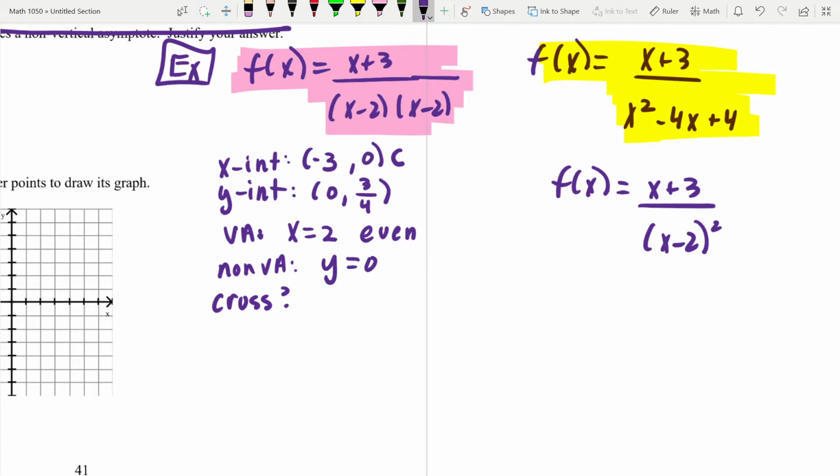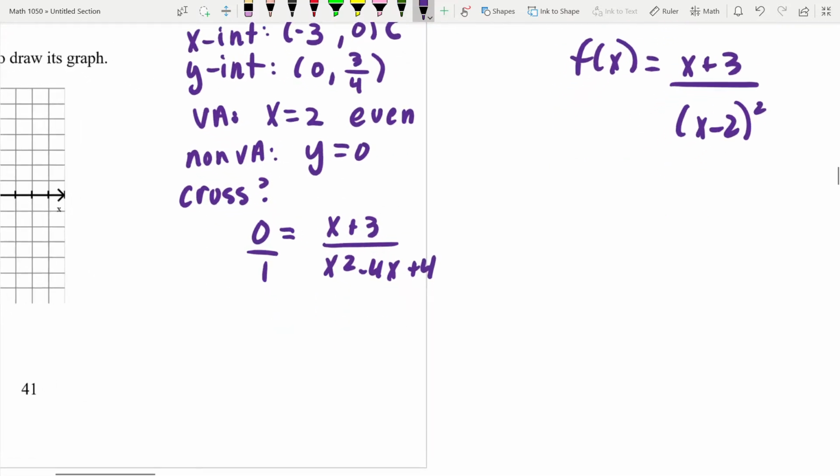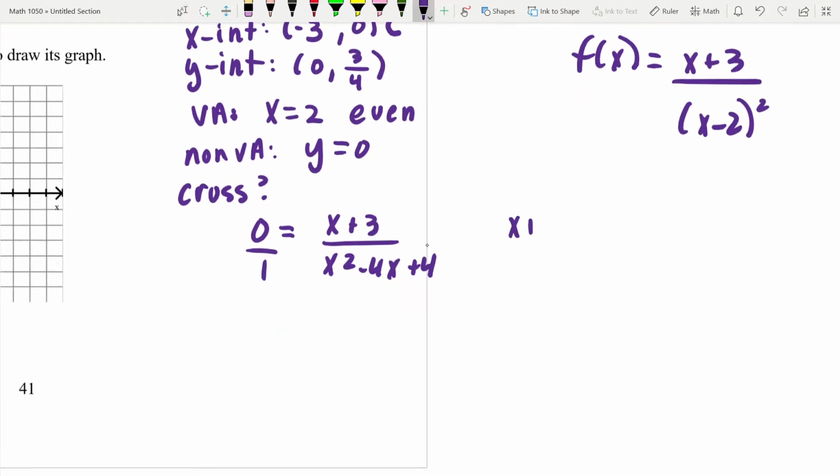Does it cross a non-vertical asymptote? Everybody go 0 equals. The right-hand side of the non-vertical is a 0. I'm going to let it equal the yellow multiplied out version of the reduced equation. Put a 1 underneath and cross multiply. When I do that, I get x plus 3 equals 0. Move my 3 over, x equals negative 3. Is the answer yes or no? Yes, it does. Where does it cross it? When x is a negative 3.